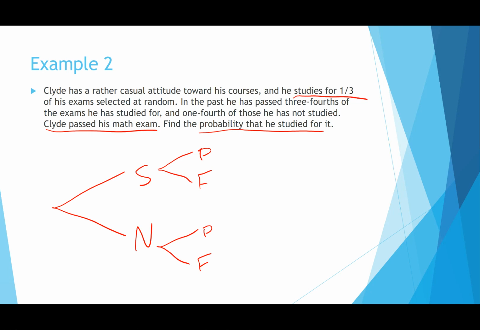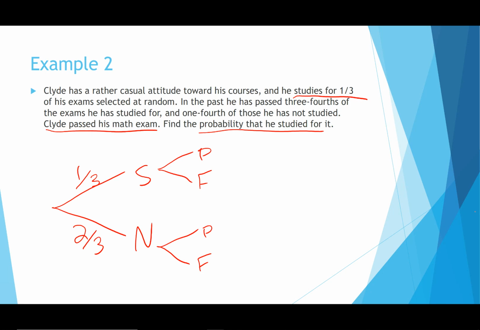Now it says he studies for 1/3 of his exams. You can use decimals if you want to, but I think for this video, I'll go ahead and just use the fraction. Because we did decimals in class, so you should have that written down already, but I'll use fractions here just so we get the best of both worlds. So he studies for 1/3 of the exams at random. So studies would be 1/3, which means he doesn't study for 2/3 of them.